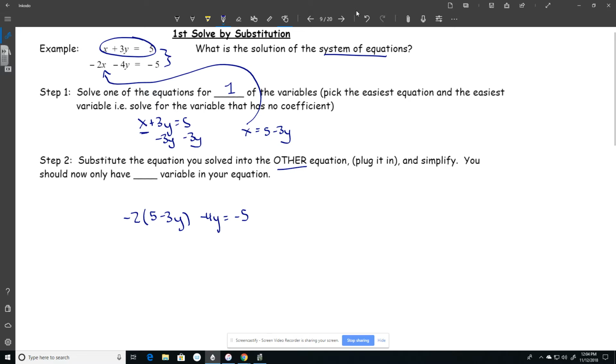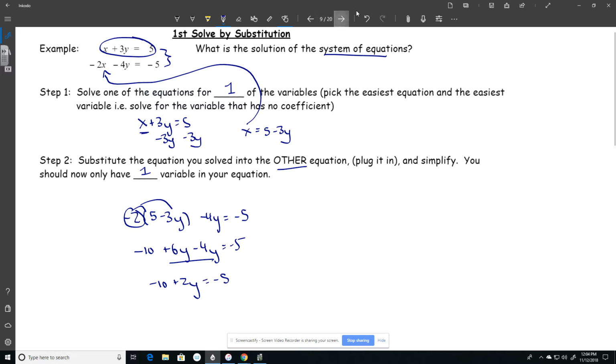So now I just simplify. I distribute the negative 2. I get negative 10 plus 6y minus 4y equals negative 5. And now I combine those like terms. So negative 10 plus 2y equals negative 5. All right. I only have one variable left in my equation. So the nice thing about this is I've gotten rid of all the x's. All I have is a y.